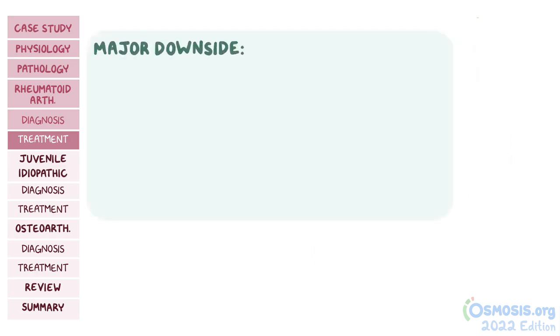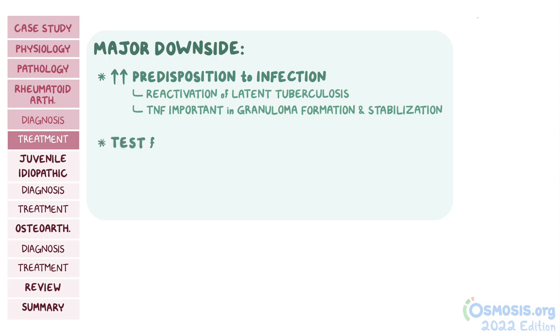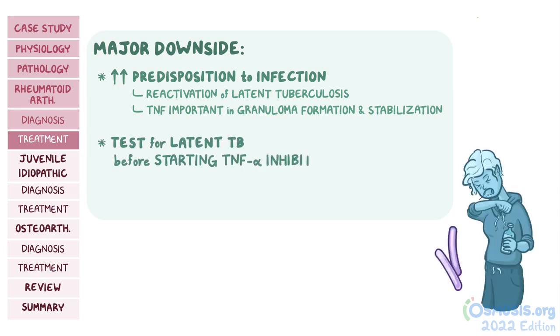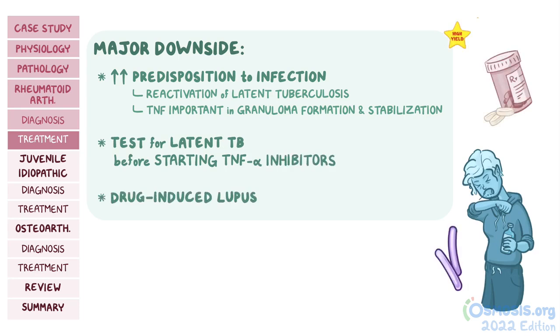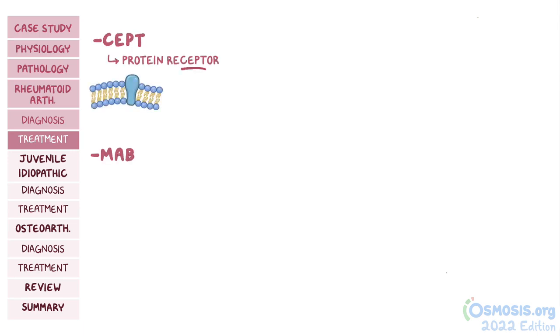Now, a major downside of these drugs that you might come across in your test is the fact that they increase predisposition to infection, including reactivation of latent tuberculosis, since TNF is important in granuloma formation and stabilization. Hence, keep in mind that you always have to test for latent TB before starting TNF-alpha inhibitors. They can also lead to drug-induced lupus. Now, to help you differentiate between the two, pharmaceutical companies use the sept suffix to indicate the medication is a protein receptor and the mab suffix to indicate it's a monoclonal antibody.